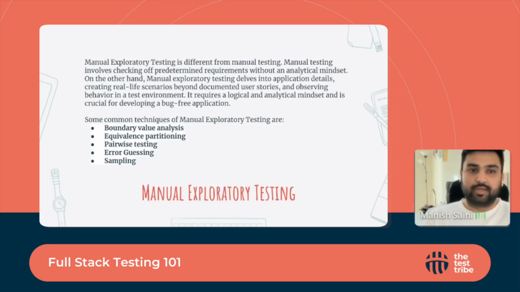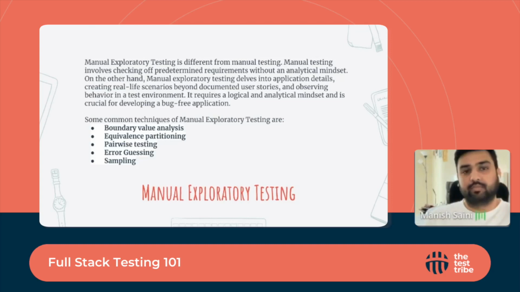But manual exploratory testing requires analytical skills. It requires user observation points: how the user will behave, and what the real life scenarios will be. And it is not documented in the user story. We have to create some use cases, like how a real user will work on that thing, and how this feature will be treated by the user in real life scenarios.